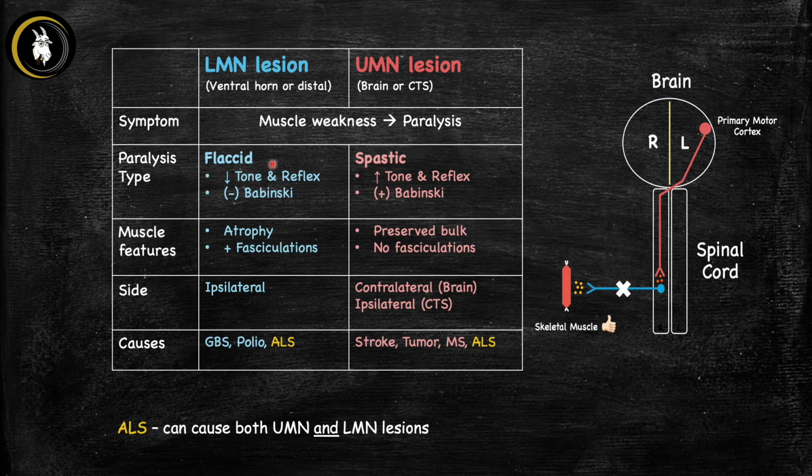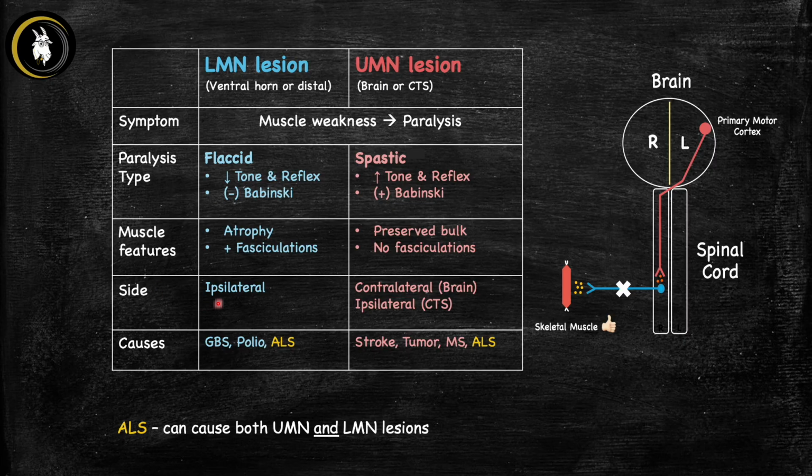That means the muscle is limp, and that's because it's not getting any input from the lower motor neuron, because the lower motor neuron is knocked out. So on your exam, this is going to present as decreased muscle tone, decreased or absent reflexes, and a negative or downgoing Babinski sign. The muscle is going to atrophy because it's not getting input from the lower motor neuron, and every once in a while it can twitch, and those are called fasciculations. Again, all of this is because it's not getting its input from the lower motor neuron.